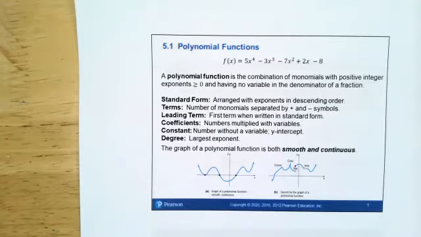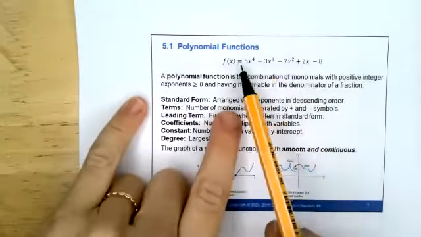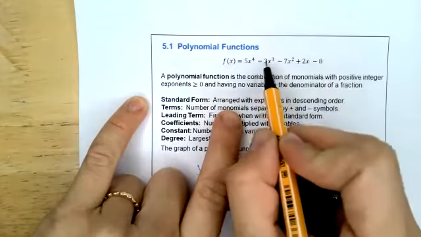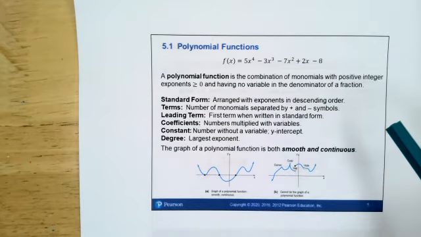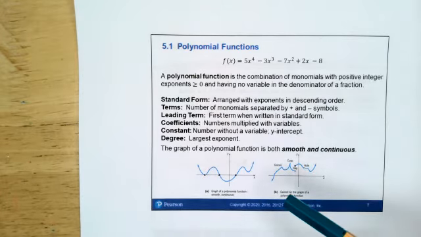So polynomial functions. It is a combination of monomials. A monomial just means it's one term, right? Separated by a term, right? Is separated by a plus or a minus with positive integer exponents greater than or equal to 0 with no variable in the denominator of a fraction. So part of our notes are going to be, is this a polynomial function or not, based on that definition, okay?